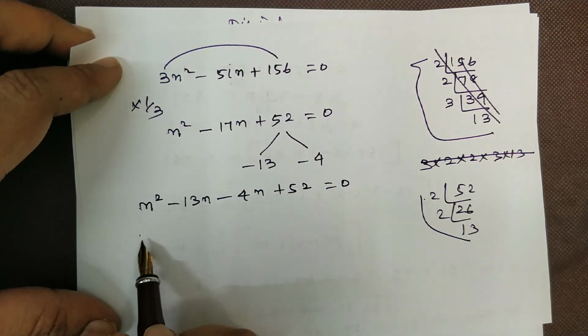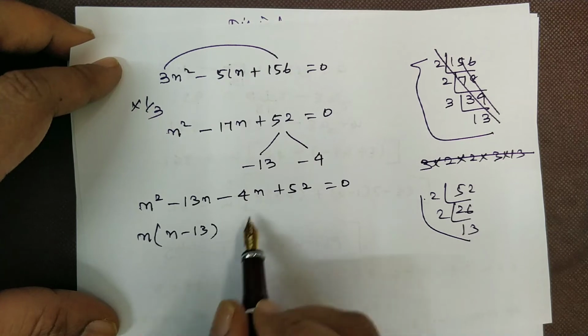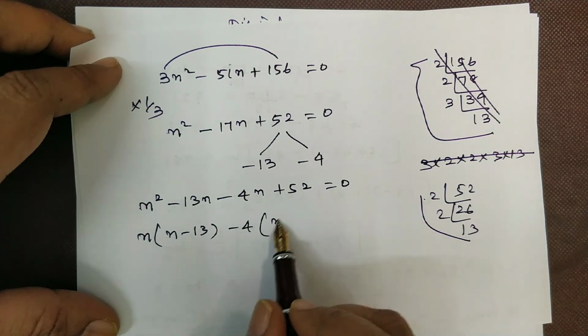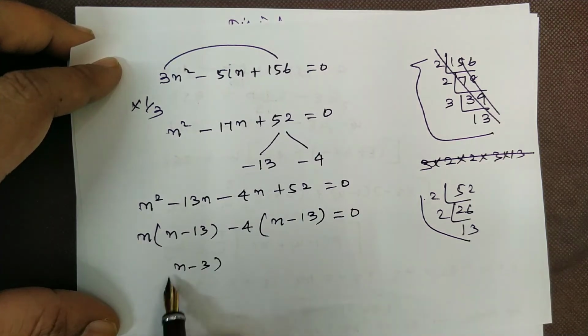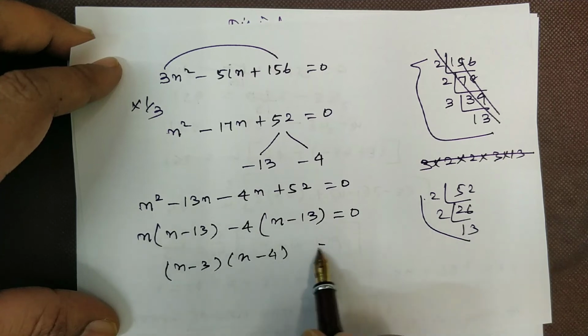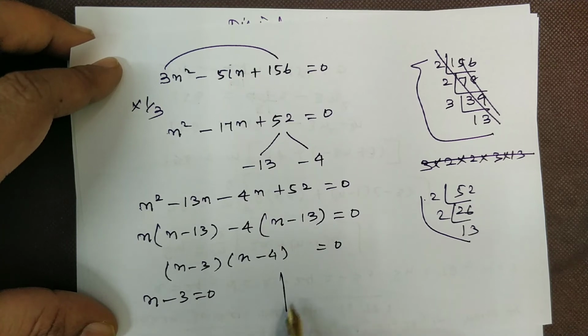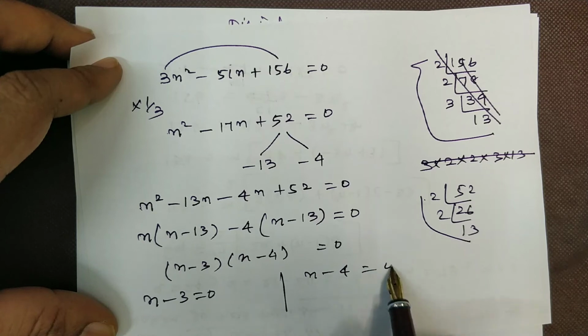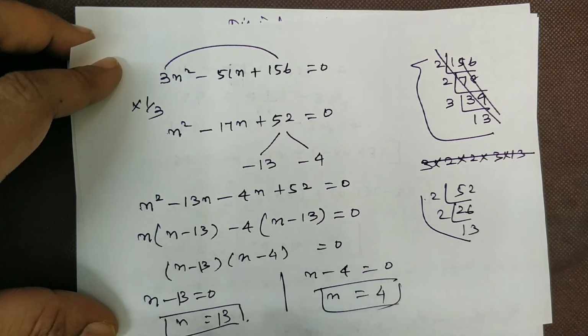Then we can take n outside the bracket, being the GCD. So n minus 13, and what about this? Minus 4 can be taken, so n minus 13 again is equal to 0. So n minus 13 can be taken outside the bracket, so the remaining is n minus 4 is equal to 0. It means n minus 13 may be 0 or n minus 4 may be 0. So n is equal to 13 or n is equal to 4.